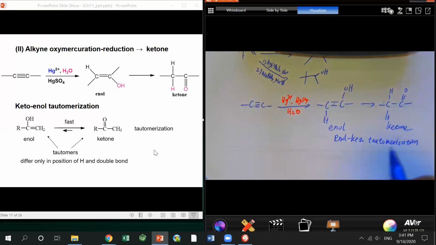Just keep in mind, for these two compounds, enol and ketone, they are not resonance structures, because they have different atom positions. For resonance, we only shift the electrons, shift the bonds, but we never move atoms. But here you can see the hydrogen moves from oxygen to this carbon. So the relationship between these two compounds is that we call them tautomers.